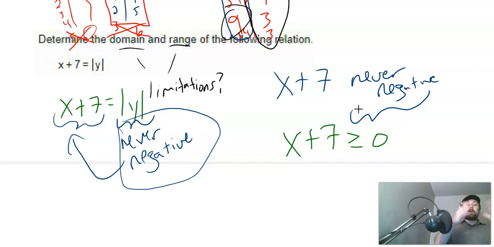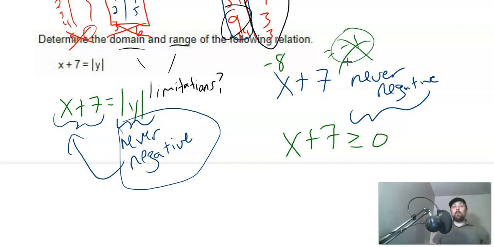I have to be careful what I choose for x to make sure that x plus 7 never comes out negative. So for example, I can't choose negative 8, right? If I choose negative 8 for x, I get negative 8 plus 7, which will be negative 1. That's negative. It'll never match the right-hand side. The equation won't work. And so I can't choose negative 8 for x. I can't choose negative 9. So I'm trying to decide what numbers could I plug in for x and still meet that limitation, still meet that requirement. And so that's what I'm doing here.